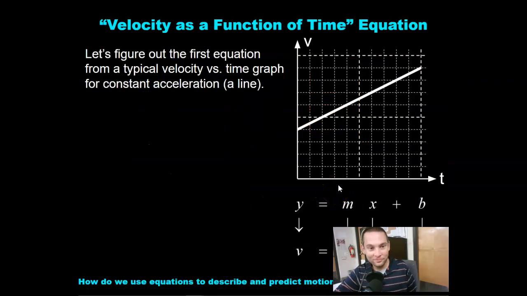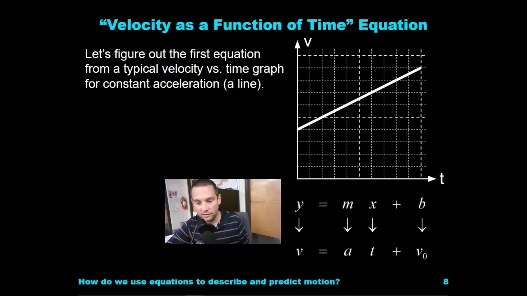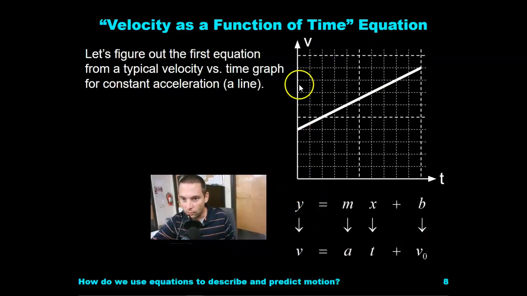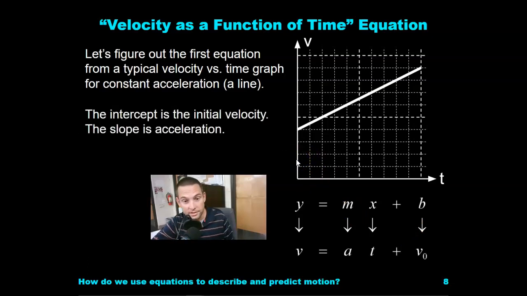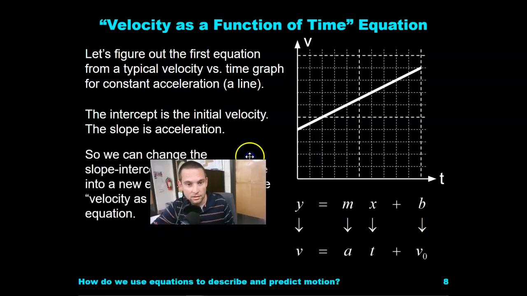Let's figure out the first equation from a typical velocity versus time graph for constant acceleration. Remember from our linearization, y equals mx plus b, the slope-intercept formula. Well, in this case, the y-axis is v. Our slope, what is the slope of a velocity versus time graph? Acceleration. What is the x-axis in this case? Time, plus our y-intercept. That's just our initial velocity. The intercept is the initial velocity. That's what I just said.